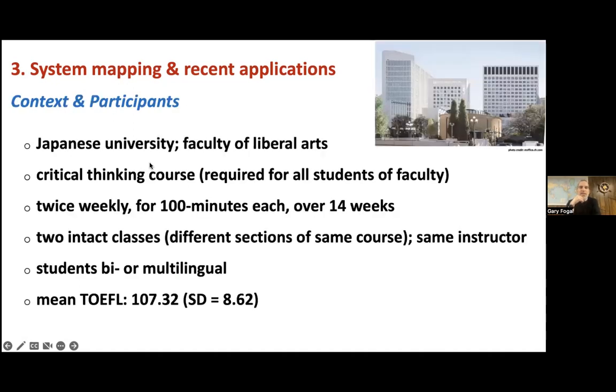So this study took place in a Japanese university with students in its Faculty of Liberal Arts. Students were engaged in a critical thinking course. It's required of all students. The course meets twice weekly for 100 minutes each. I was looking at 2 intact classes, and the students comprise primarily of bi or multilingual students. Typically, this means English and Chinese, Japanese, Korean, or Spanish. And the mean TOEFL score here is quite high. So this study also provides a rare glance at collaborative writing with students of advanced proficiency.